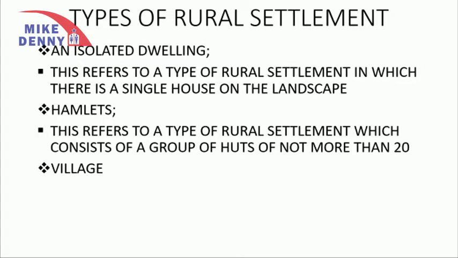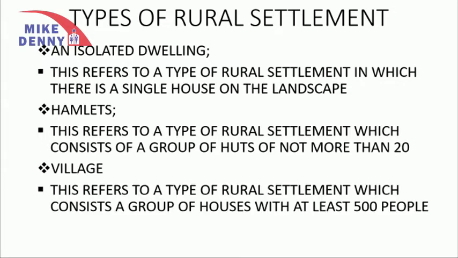Then the last type of rural settlement is a village. And we can define a village as a type of rural settlement which consists of a group of houses with at least 500 people.